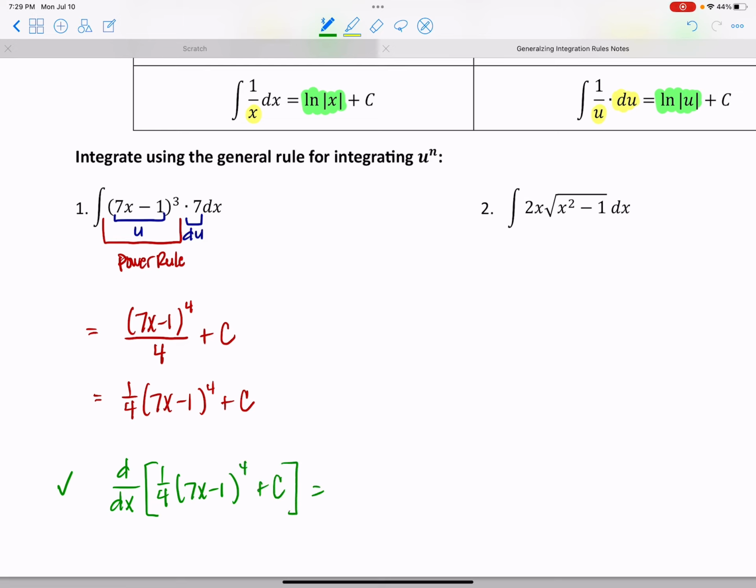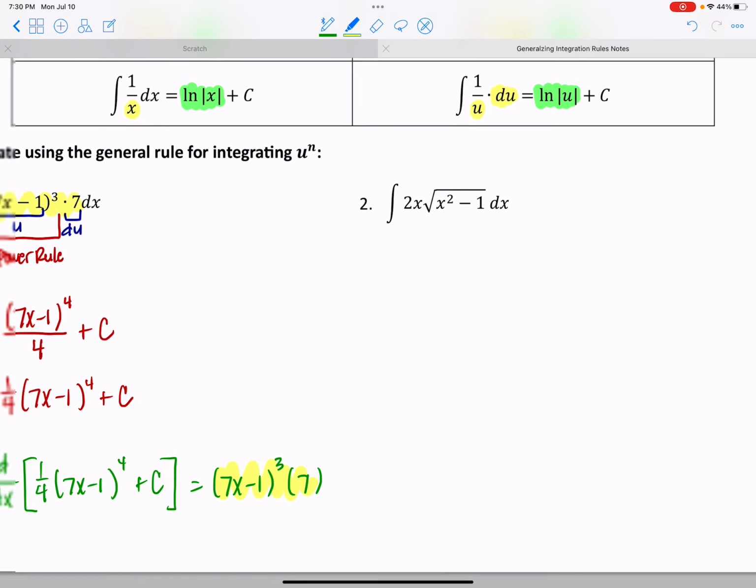If I do this, I'm going to multiply 1/4 times 4. That's going to give me a coefficient of 1. And then it's 7x minus 1 to the 4 minus 1, which is the third power, multiplied by the derivative of the inside, which would be 7, and the derivative of the constant, 0. So it's perfect. What I have here matches what I have here. So we're good. We integrated correctly. Okay, so if you want to check your work, you can always differentiate your antiderivative and make sure you get back to your integrand.